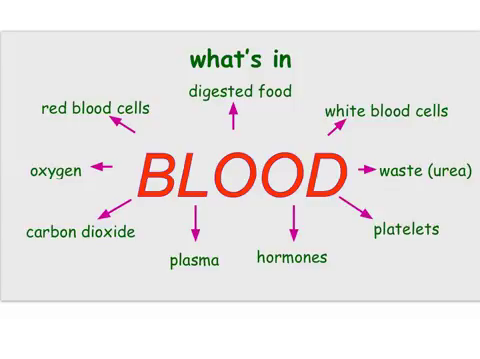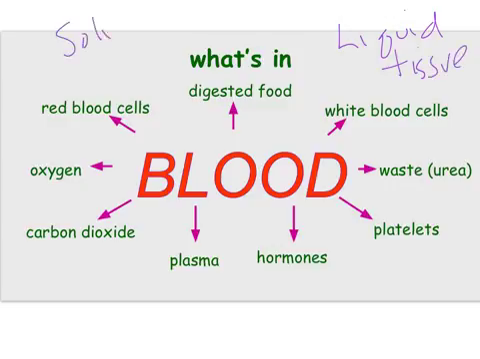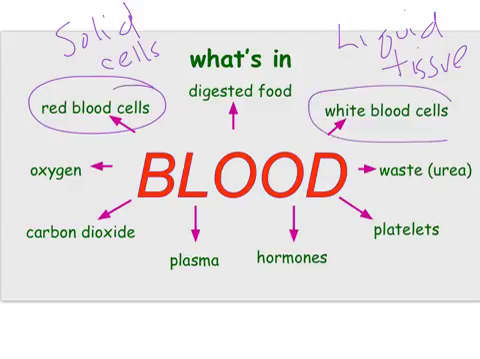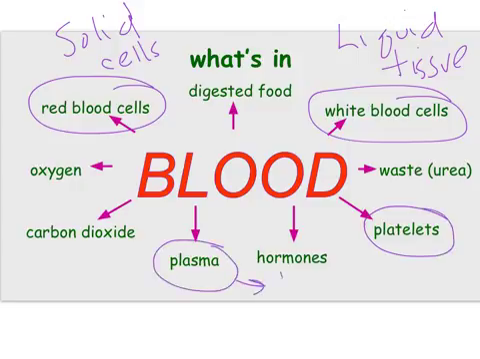So guys, we're going to talk today about blood. And blood is actually an example of liquid tissue. It is a type of connective tissue that has a liquid matrix. And there are some solid cells in this liquid matrix. And the cells are red blood cells and white blood cells, and then some blood fragments called platelets. And then the plasma is what we call the liquid matrix, the liquid background material of the tissue.